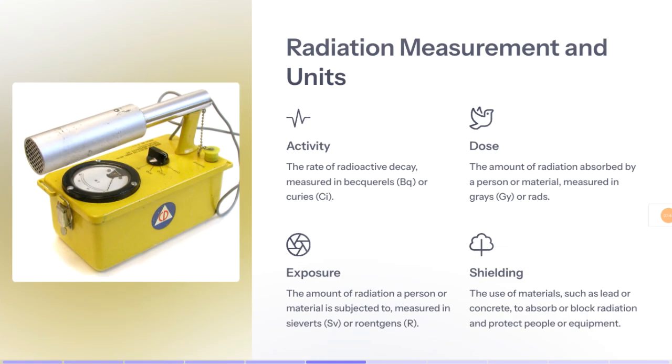Radiation measurement and units. Activity. The rate of radioactive decay, measured in becquerels, Bq, or curies, Ci. Dose. The amount of radiation absorbed by a person or material, measured in Gy or rads. Exposure. The amount of radiation a person or material is subjected to, measured in Sv or R. Shielding. The use of materials such as lead or concrete to absorb or block radiation and protect people or equipment.